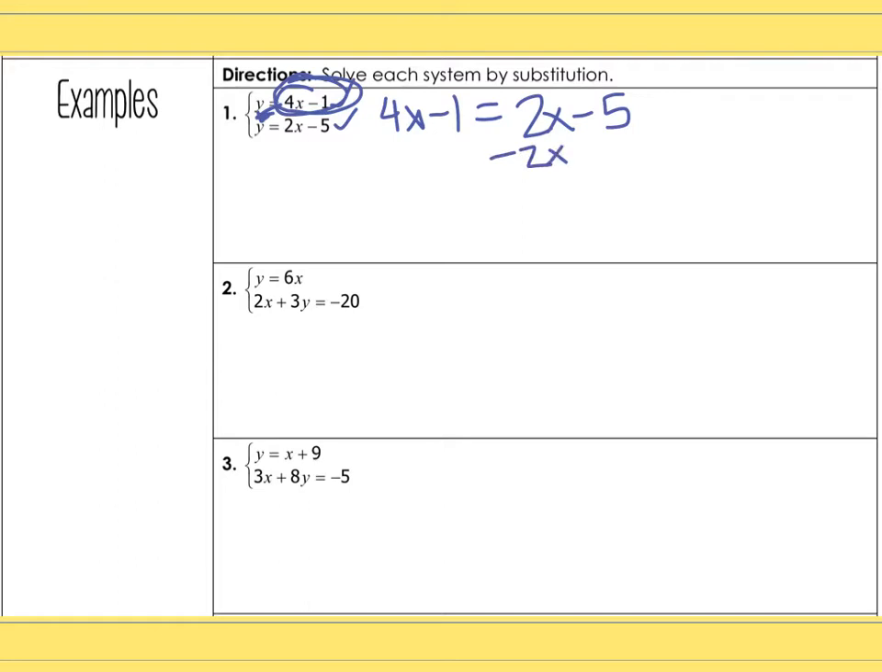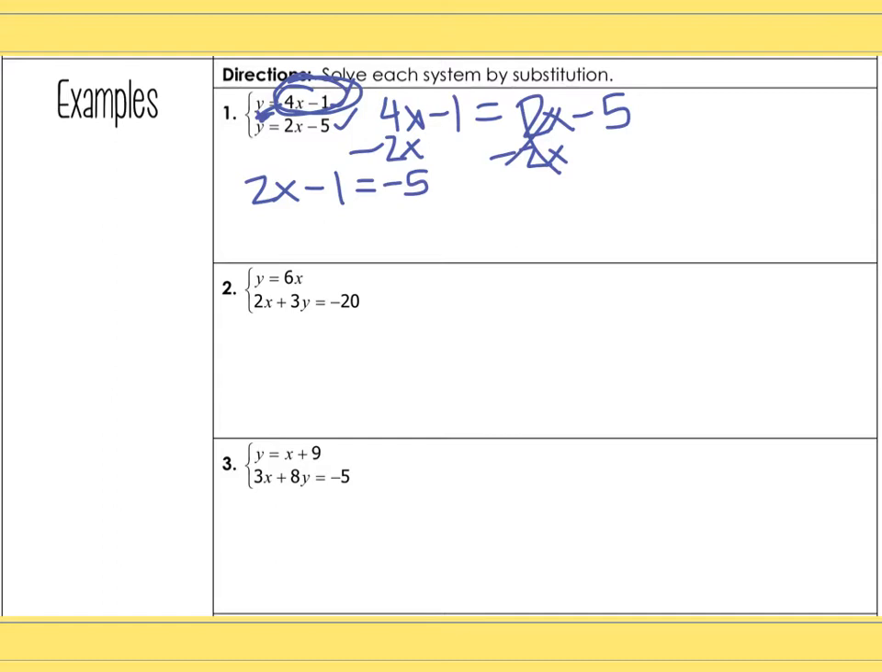So I'm going to subtract x from both sides, or in this case, 2x. These cancel and go bye-bye. And I'm going to bring my work down over here. So 4x minus 2x is just 2x minus 1 equals negative 5.